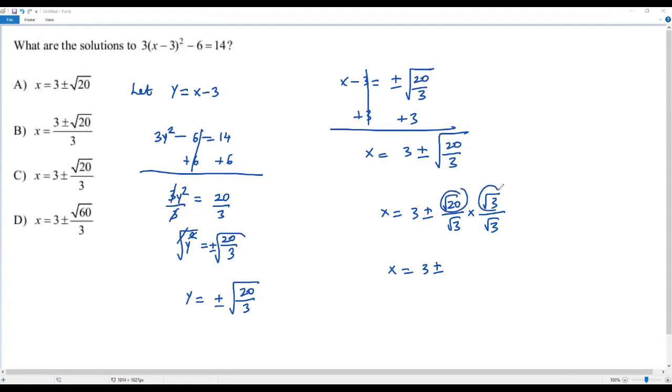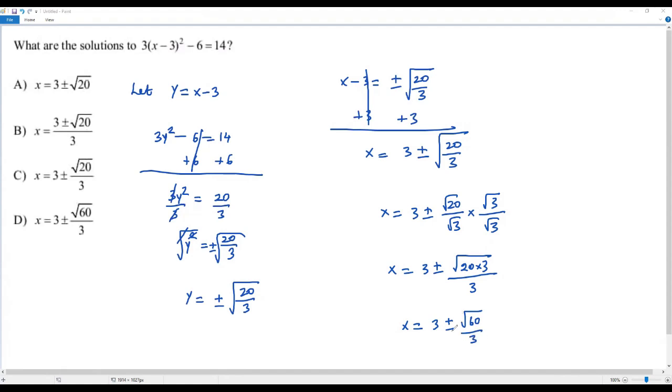Here we multiply two square roots. Whenever we multiply two square roots, we can take the square root in common and multiply the numbers inside the square root. Then I'm getting 20 times 3 inside the square root. Here the square root of 3 times the square root of 3 is just 3. Then we get x equals 3 positive or negative square root of 20 times 3, which is 60, divided by 3. Here I got the solution for the given equation.